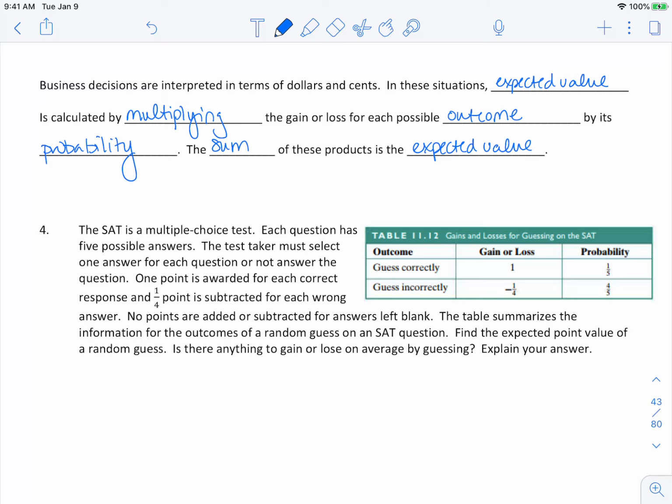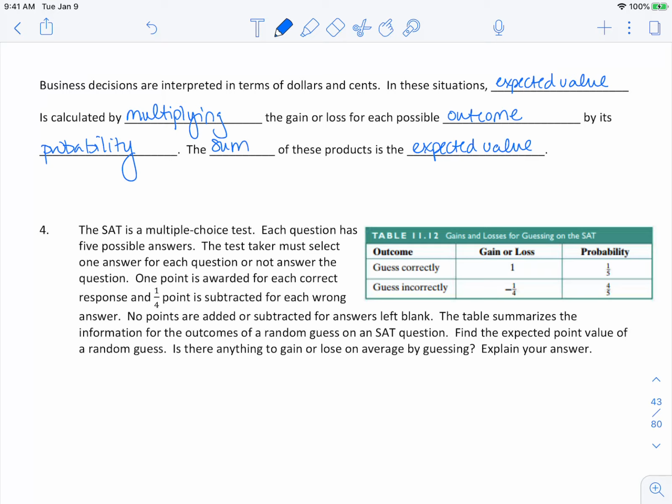So, the SAT is a multiple choice test. Each question has 5 possible answers. The test taker must select one answer for each question or not answer the question. 1 point is awarded for each correct response, and a quarter point is subtracted for each wrong answer. It's not like that when you guys take it now. However, when I was in high school and we took it, this was the case. No points are added or subtracted for answers left blank.